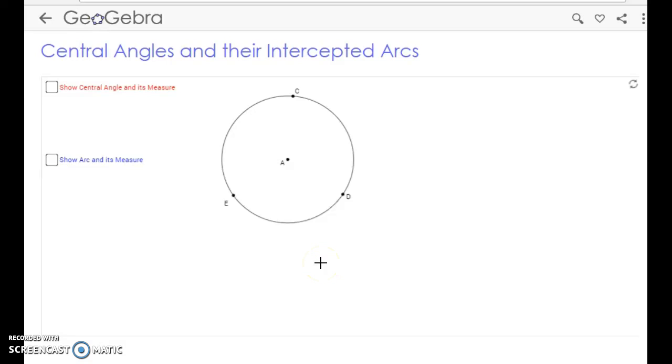In this video, we're going to explore central angles and something called chord-chord angles. So first, let's talk about a central angle and how it relates to the arc that it intercepts. The first thing I want to do is show what the central angle actually measures.